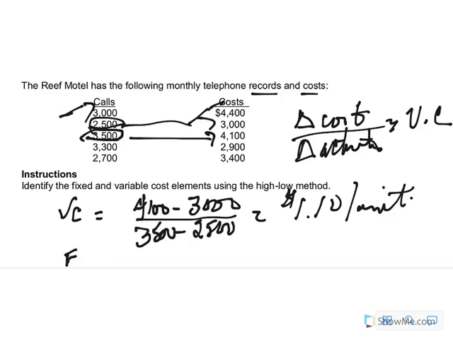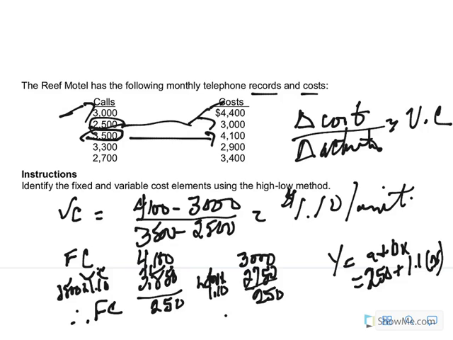Okay, now the fixed cost. Well, for the fixed cost, we take the 4,100 at the high. The variable cost would then be, what was the activity at the high? 3,500 times $1.10 will equal 3,850. So if the total cost is 4,100 and the variable cost is 3,850, then the fixed cost is the difference.